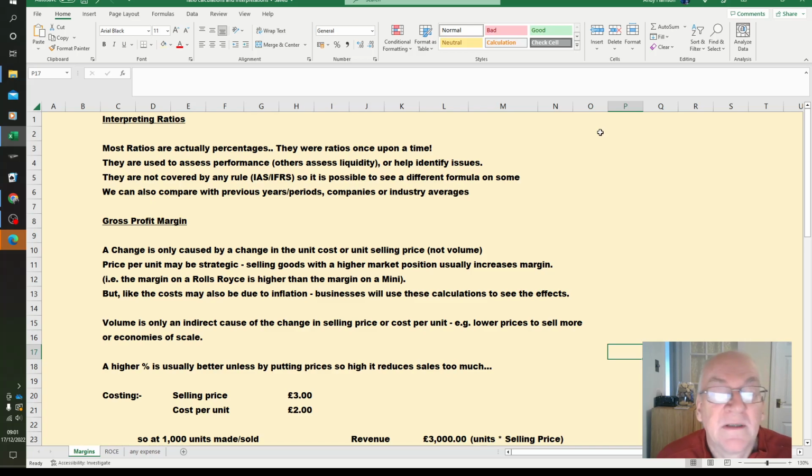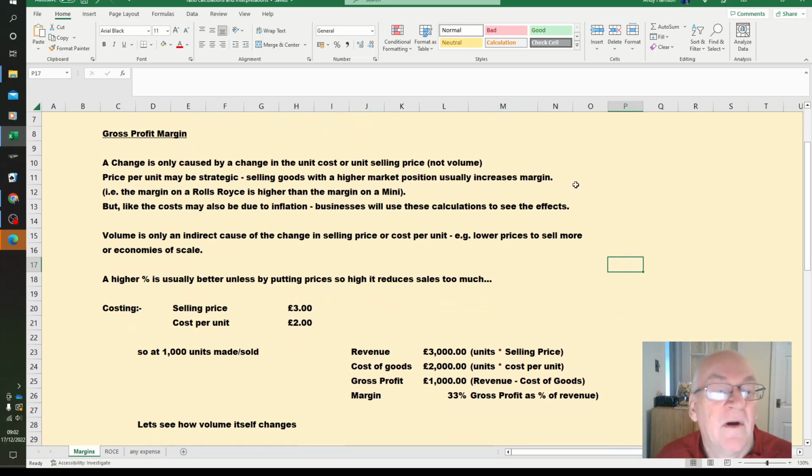We're also going to compare them with previous years, so are we better or worse, improved or deteriorated to last year? Better or worse than a similar company? Can't compare them with a different company, and there's nothing to do with us. Or are we better or worse than the industry average, a figure that would probably be given to us by a trade body. So first of all, the gross profit margin.